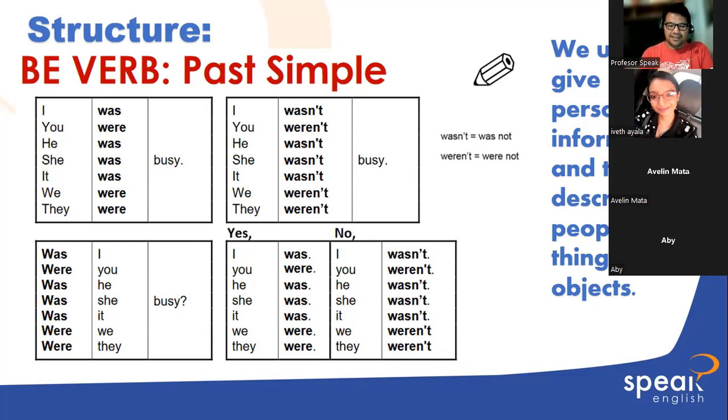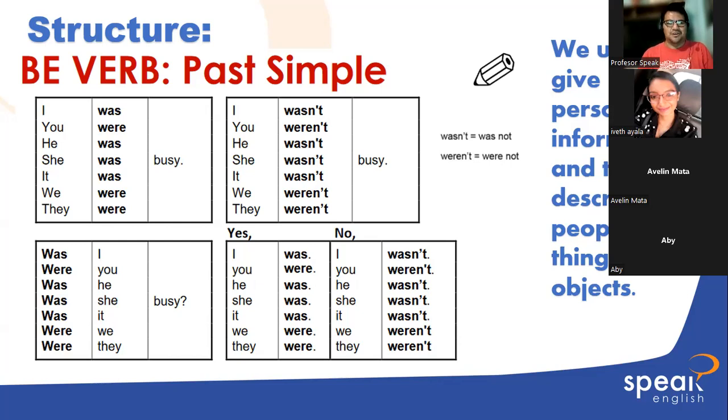Now remember that the second E is silent. So we don't say weren't with the extra vowel sound. We say weren't. Yes, that's it. That is correct.